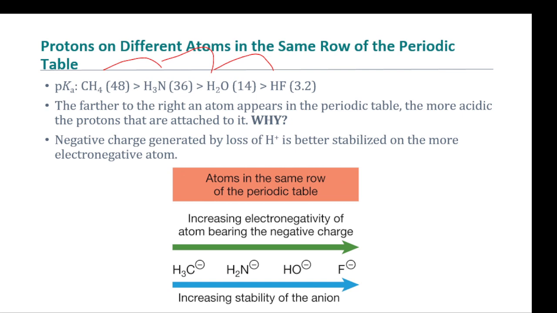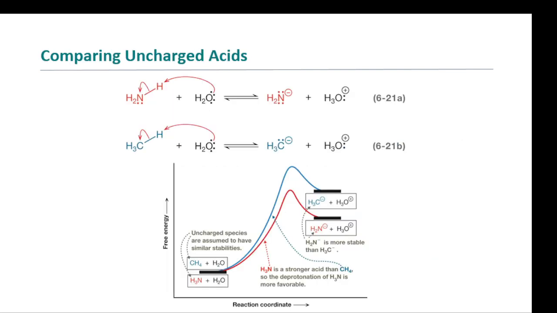So the farther to the right an atom appears in the periodic table, the more acidic the protons attached to it are. And again, you guys generated this without me having to tell it to you. That's because it's more electronegative, right? So it's going to hold those electrons better. It's less likely to lose those electrons. It's more stable, holding on to a negative charge. And again, that's the stability of its anion that we're looking at, isn't it? Again, the strength of an acid is actually how stable its anion is, how stable it is with a negative charge.